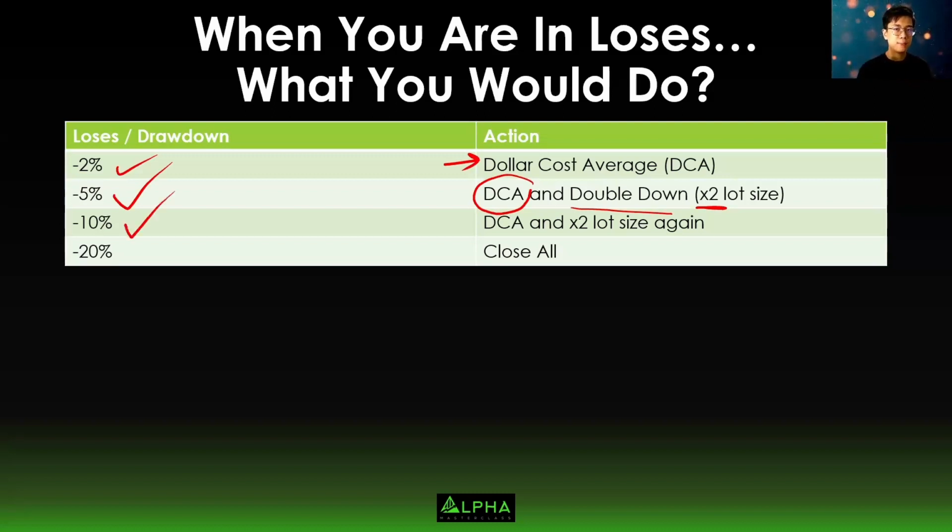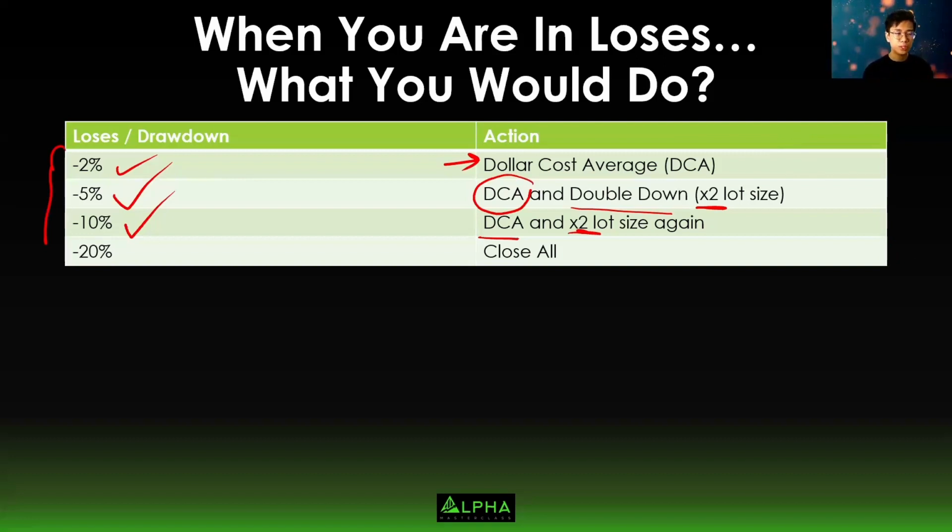If my account is at 10% drawdown, I do dollar cost average and I will make the lot size 2 times higher as well. And again, yes, I purposely do this because I would like to recover faster. Now, certain people cannot accept this. Oh, Ethan, too high risk. Then you just change the numbers a little bit here. Essentially this is adjustable.